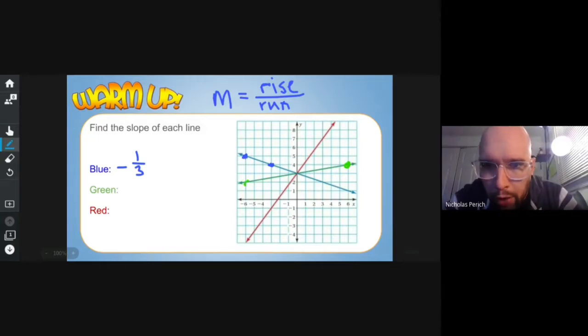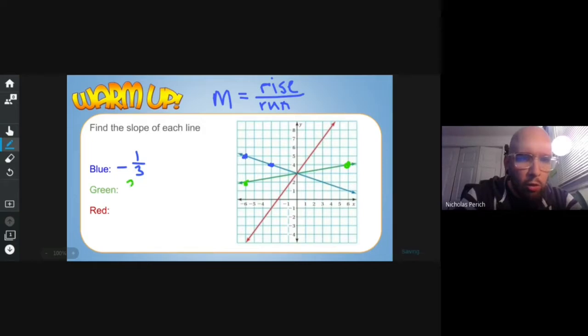I'm going to put a dot here for green. And it's positive, so I can get from this green dot to that green dot by going up 1, 2, over 1, 2, 3, 4, 5, 6, 7, 8, 9, 10, 11, 12. So I go up 2 over 12.